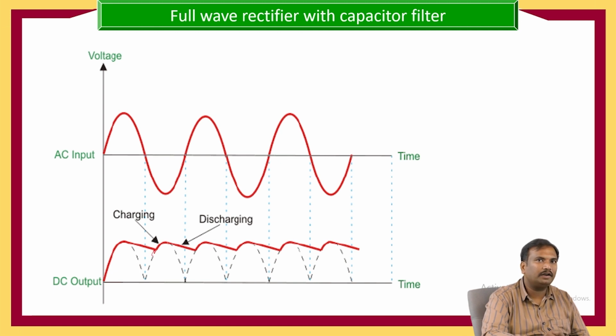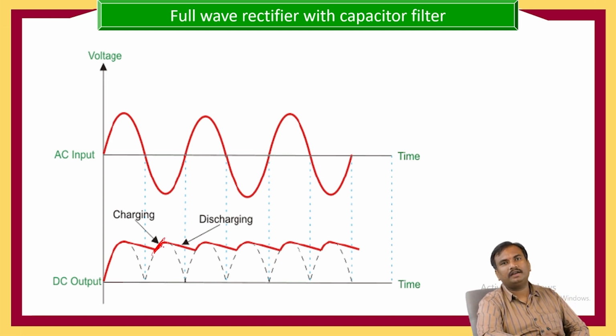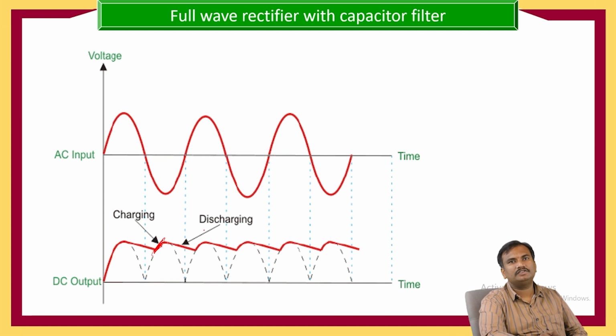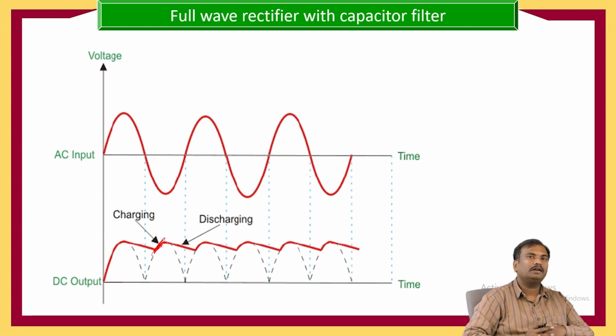After reaching that point, again the voltage will increase up to the next pi by 2, that is 180 plus 90, 270 degrees. After that, again this voltage reduces, and again increases and decreases. Like this, the charging and discharging process takes place, which will smoothen the DC output voltage more as compared with the half wave rectifier. Here the ripples are reduced in the full wave rectifier.